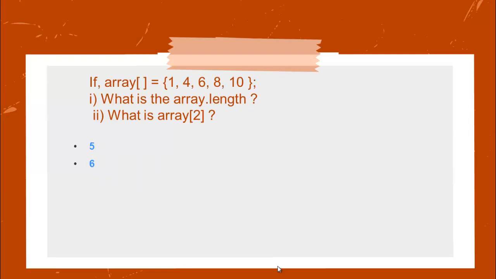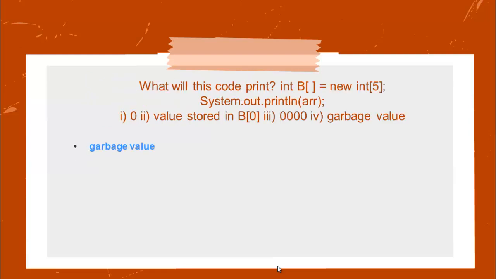These are the examples given for array: 1, 4, 6, 8. Always array index starts with 0. Length is 5 for 1, 4, 6, 8, 10. And array of 2 is 0, 1, 2, 6. So 6th element, 6, 1. What will the code print finally? It will print garbage value because a[] is not given there. b[] is not given there.